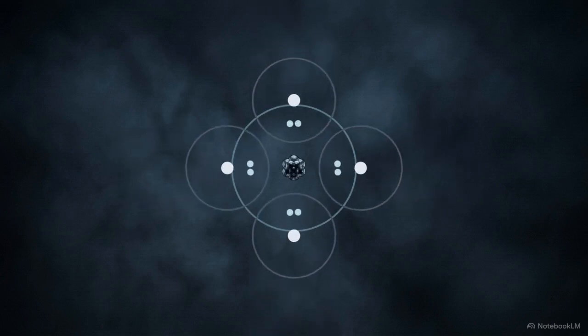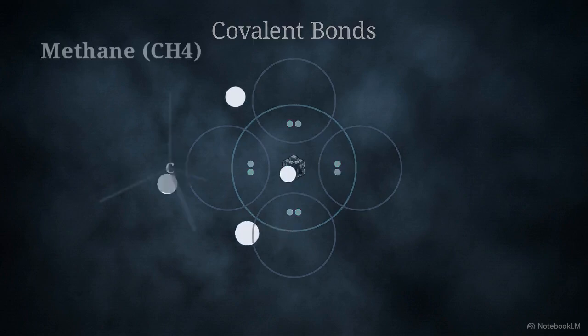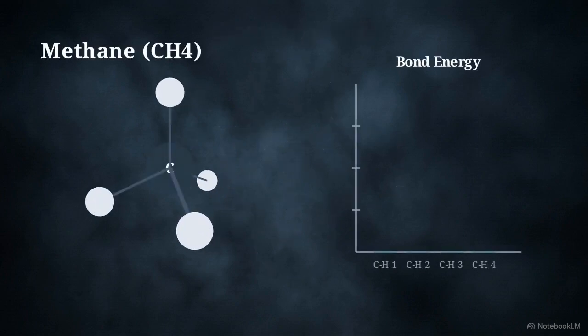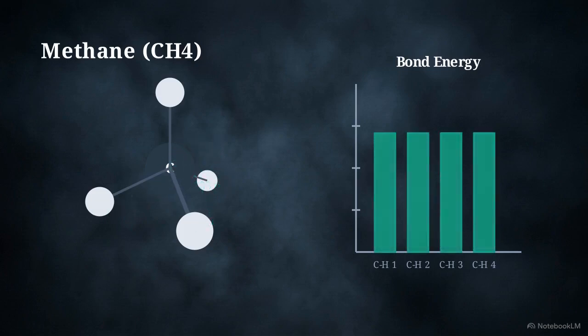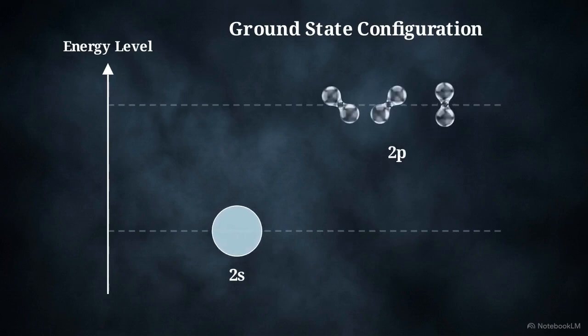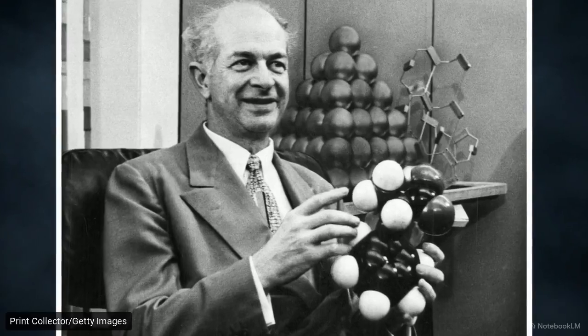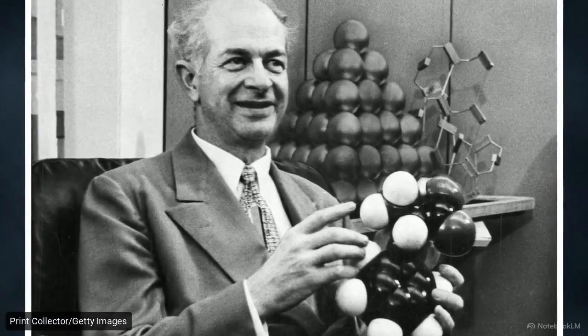This process of sharing creates covalent bonds. By linking with other atoms, carbon can satisfy its need for 4 stable connections. In a molecule of methane, or CH4, every one of these 4 bonds is identical in energy and length. But carbon's ground state electrons actually exist in different types of orbitals, the s and p orbitals, which possess unequal energy levels. In 1931, chemist Linus Pauling proposed a mechanism that reconciled this energy difference with the physical reality of the molecule. This is hybridization.